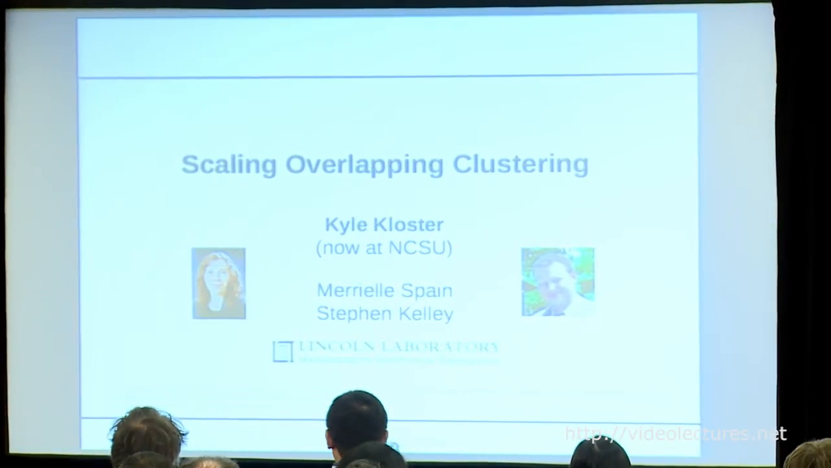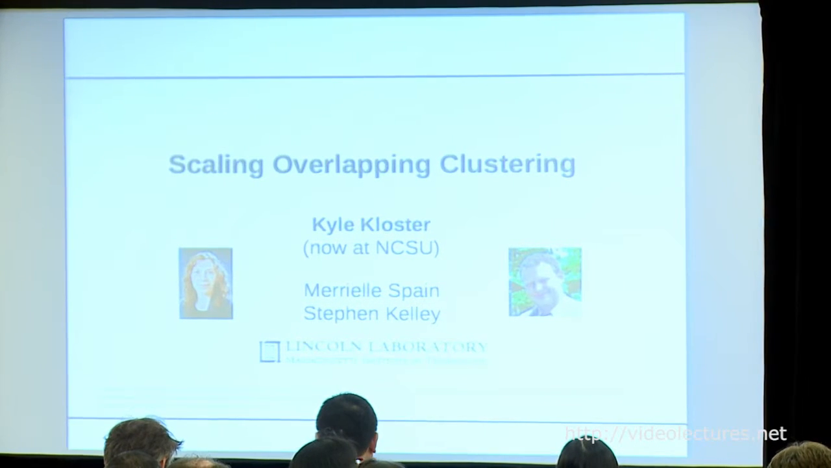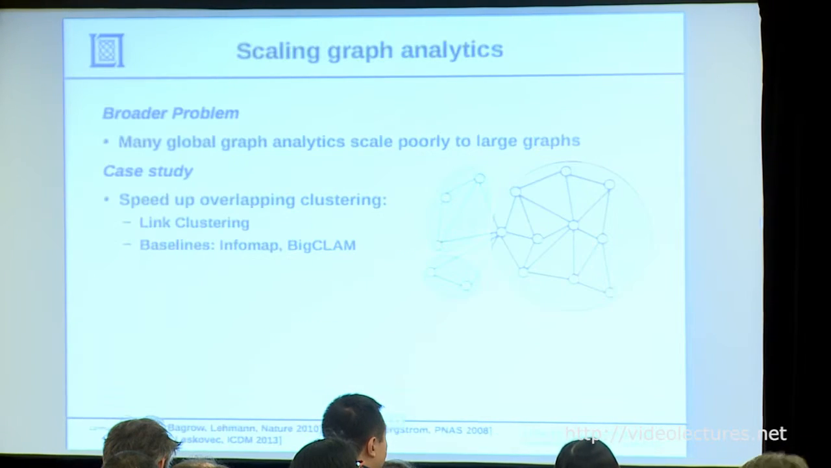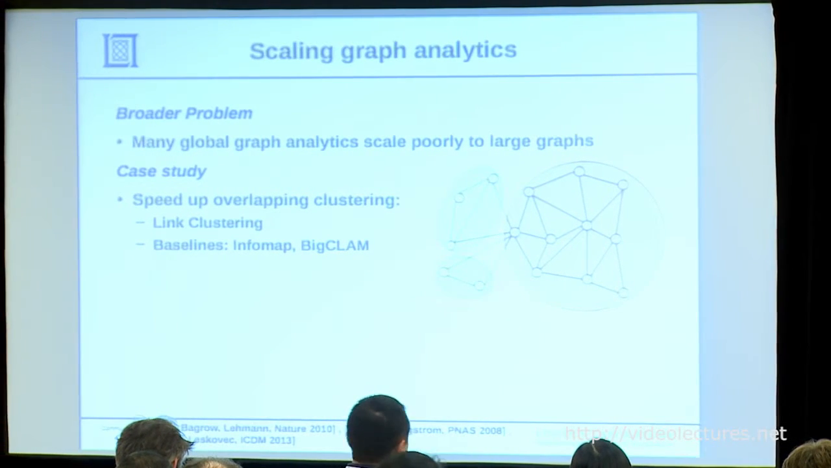My name is Kloster. This is joint work with my supervisors at Lincoln Lab from last year, though now I'm at North Carolina State. The title is Scaling Overlapping Clustering, but I think of it more as a broader problem of scaling graph analytics in general. This is just a case study of the particular problem of an overlapping clustering method, namely linked clustering, which I'll describe. How can we make it faster?